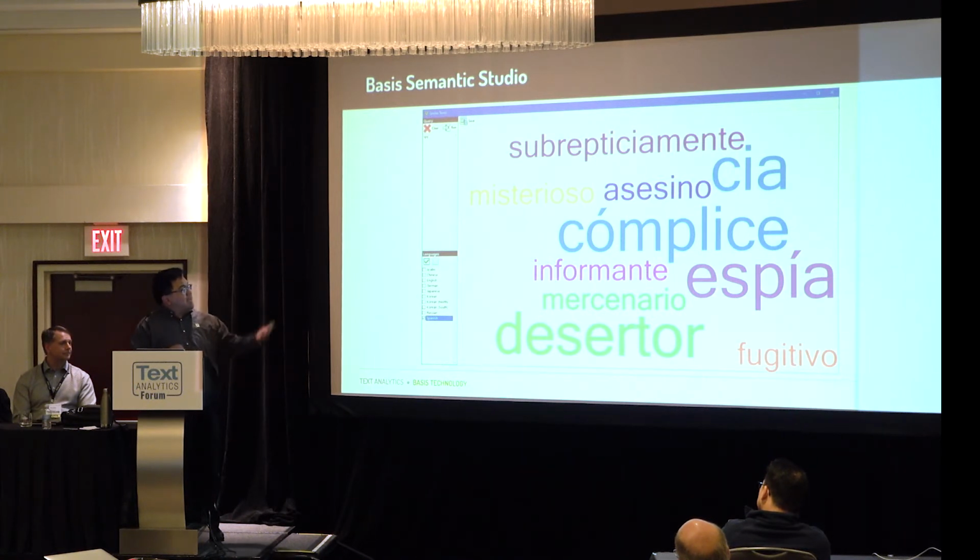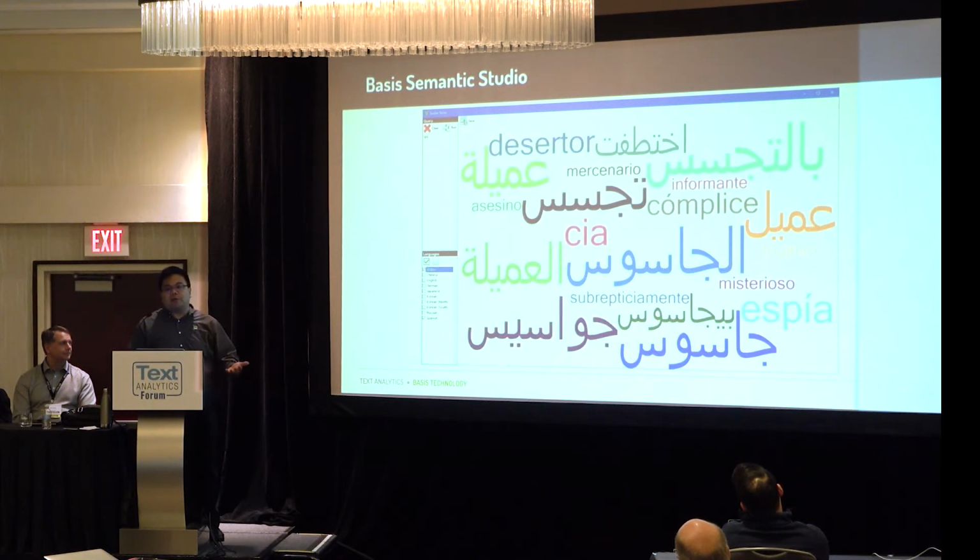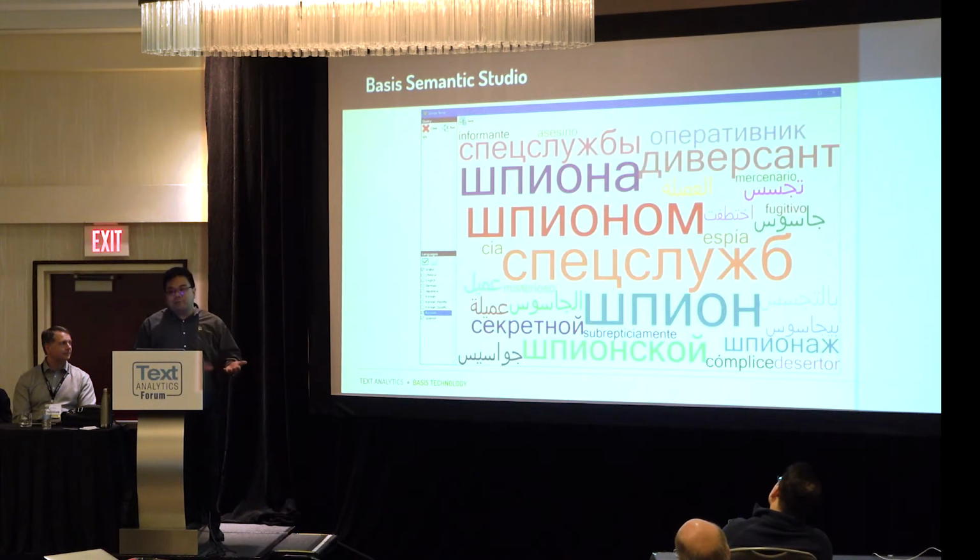So now we can start tacking on from there and build upon this. Instead of just Spanish, we can say, here are some Arabic terms that are also similar to spy, or even some Russian terms. So we can use that and try to find things that are similar based on the way they're used.